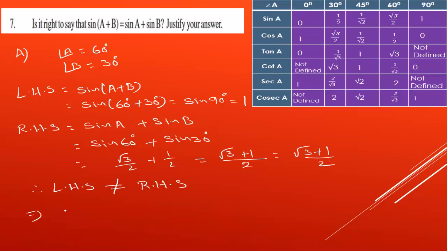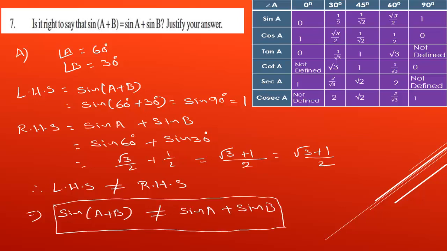That implies sin of A plus B is not equal to sin A plus sin B. That's it. Seventh problem is also over and exercise 11.2 is also over.